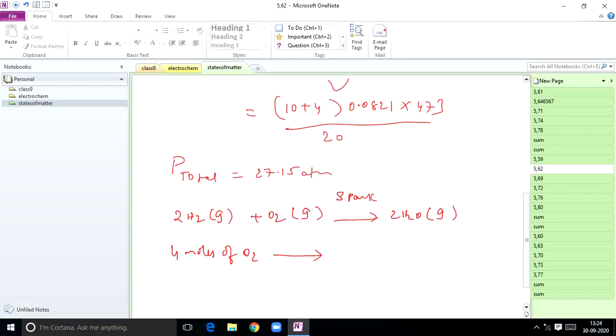Actually, suppose number of moles of oxygen here is 1, according to the balanced equation, oxygen to hydrogen number of moles is 1:2 ratio, right? So if you take 4 moles of oxygen, number of moles of hydrogen will be 8 moles of hydrogen. Because they maintain 1:2 ratio in the balanced equation, so if it is 1 mole, hydrogen mole ratio is 2.